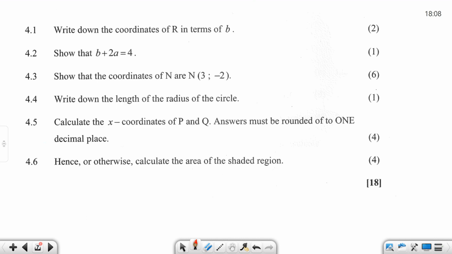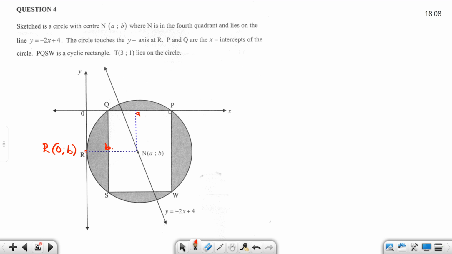Show that B plus 2A equals 4. Look, we are dealing with B and A. Just check where B and A lie. They are on that line. My y value is B. My x value is A. And we have the equation of a line there, right? Y equals minus 2x plus 4. But what is my y? B. What is my x? A. Can we move that over? What do we have? B plus 2A equals 4. We're done.